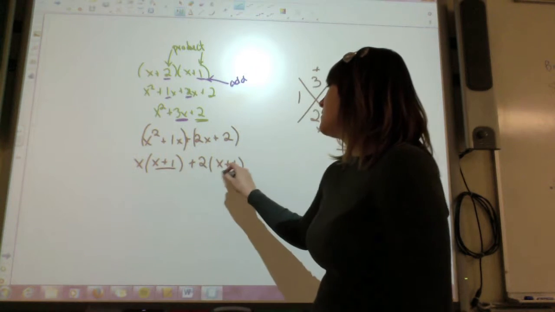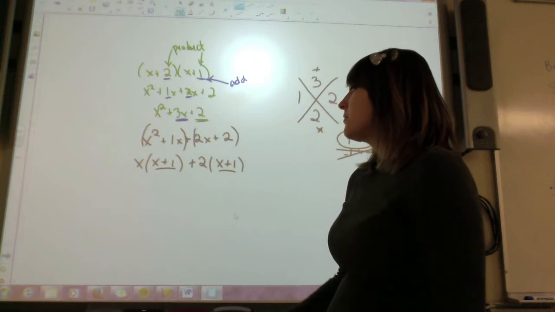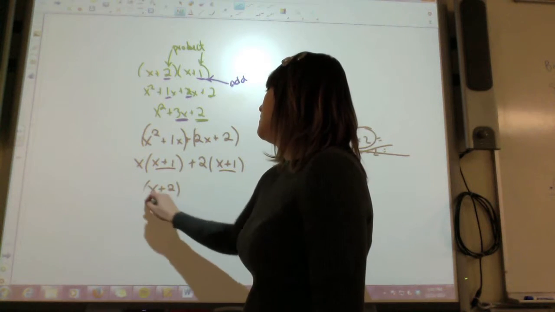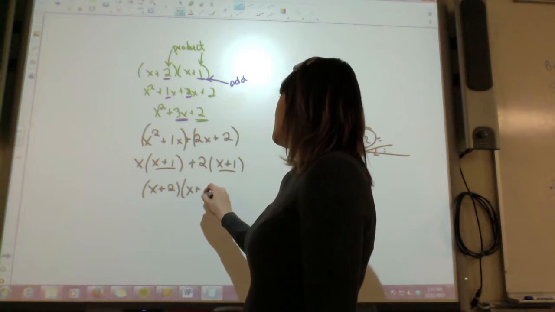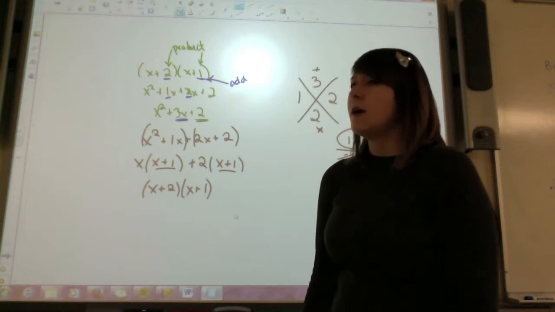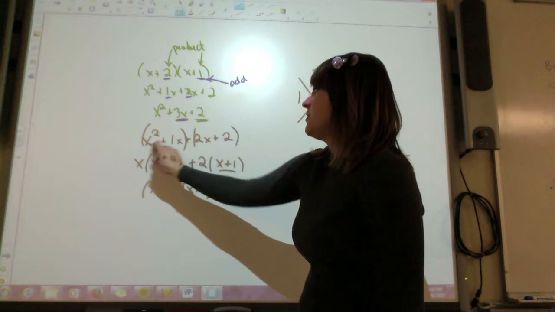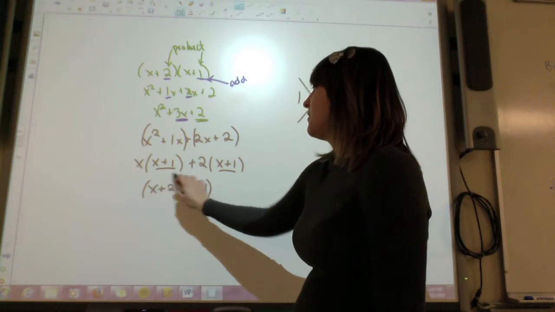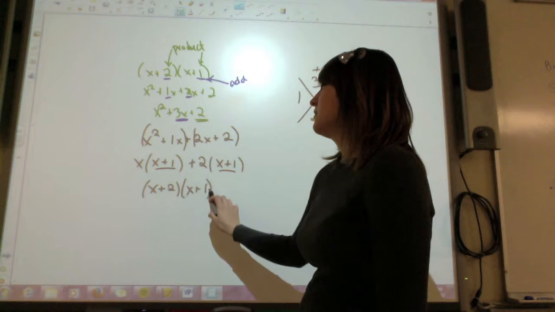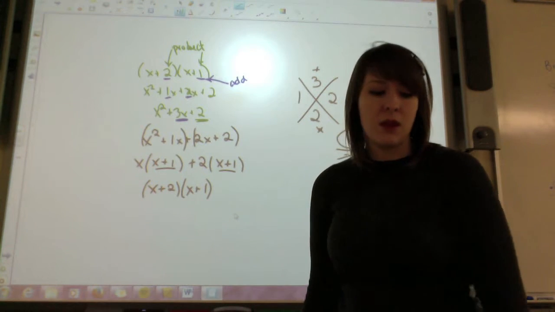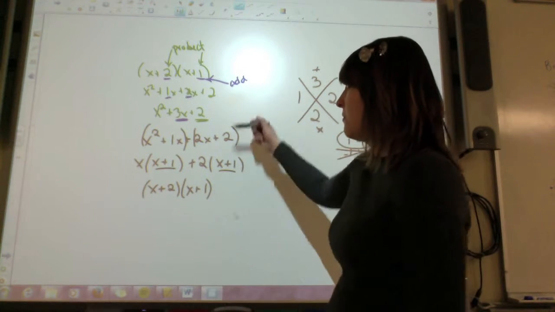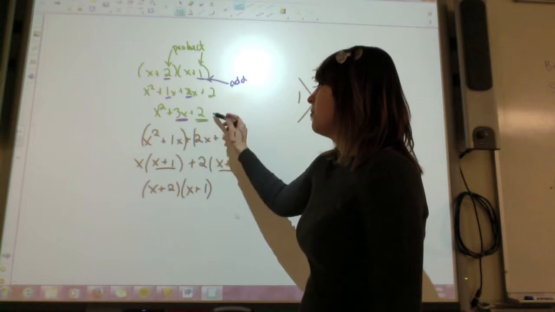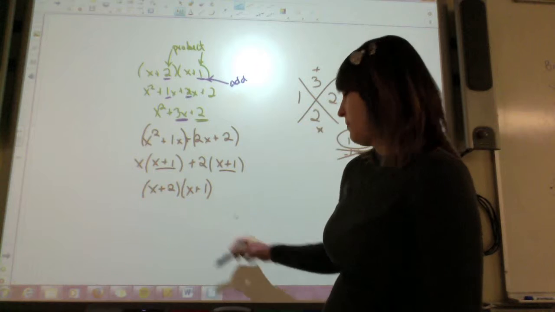Now because these two are the same thing, I know that I can rearrange this equation as x plus 2 times x plus 1. The reason I can do that is because if I were to distribute this, that's the same thing as if I were to distribute it like this. So this is how I went from my polynomial form into my factored form.